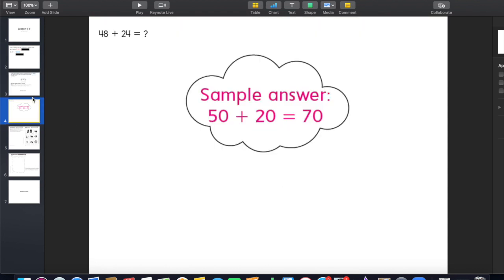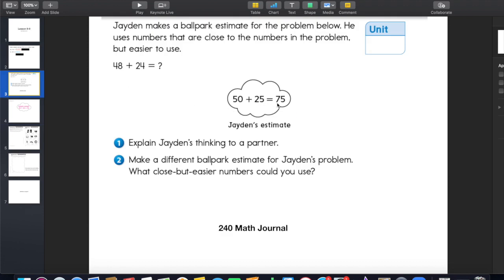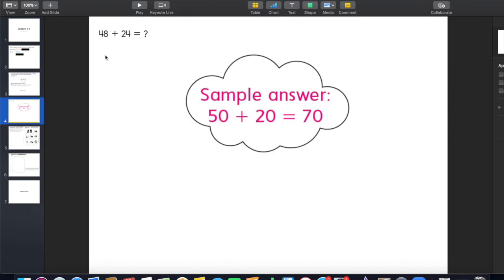Okay, so another estimate might be 50 plus 20 equals 70. And so if you remember, Jaden chose 50 plus 25. And so as I'm thinking about his work, I'm thinking he's saying 48 would round to 50. It's only 2 away. And 24 is pretty close to 25. It's only 1 away. And so those are easier numbers to add in my head. 50 plus 25 is 75. So as I went to make a different ballpark estimate, I thought, well, 48 I would still keep as 50. But if I was rounding 24 to the nearest tens place, it's either 20 or 30. And 24 is closer to 20. So I would say 50 plus 20 equals 70. And that's how I did my ballpark estimate.